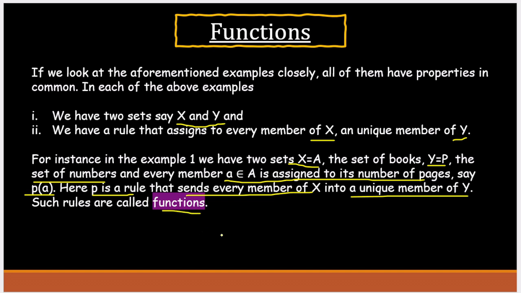Here we have two sets. Set A, let's say this as X. So here we are representing A. A is the set of books. And we have another set which is Y. Here we have P. P represents the numbers. Here the number is nothing but the number of pages in each book.